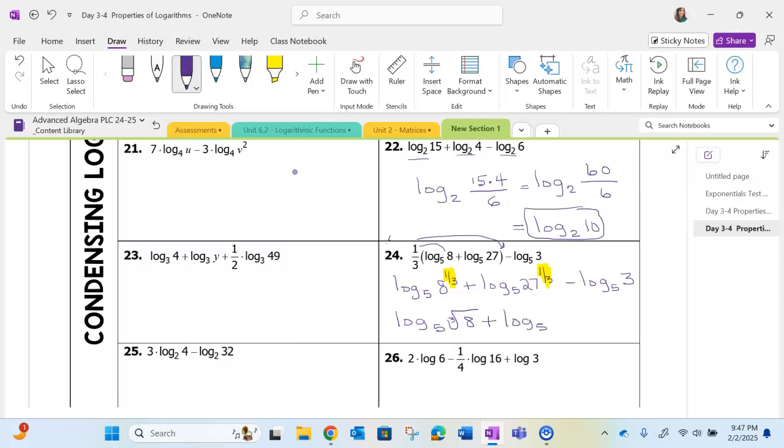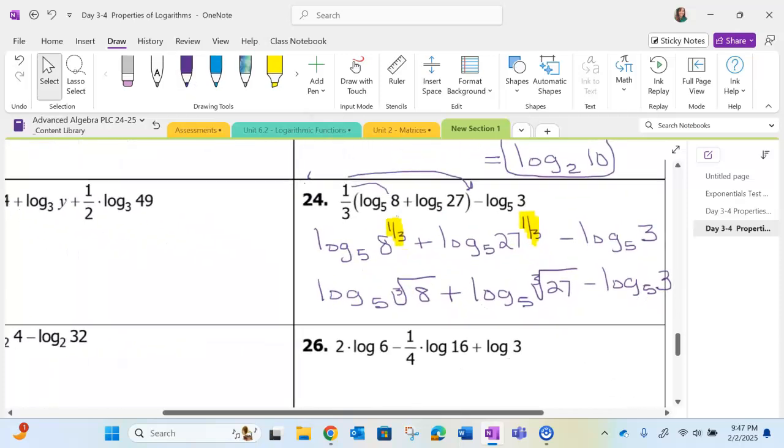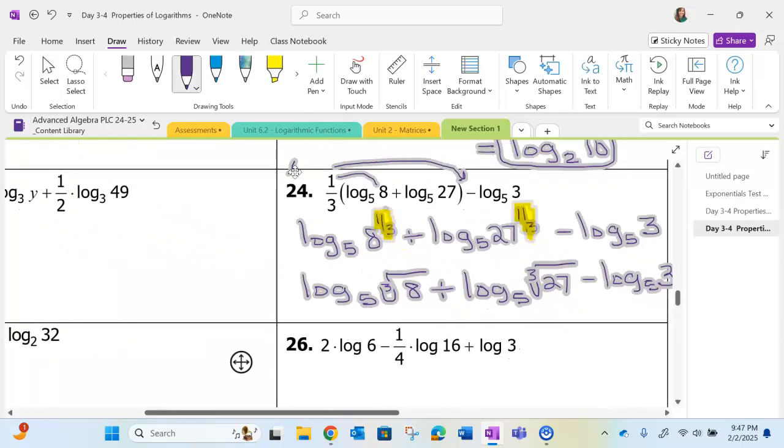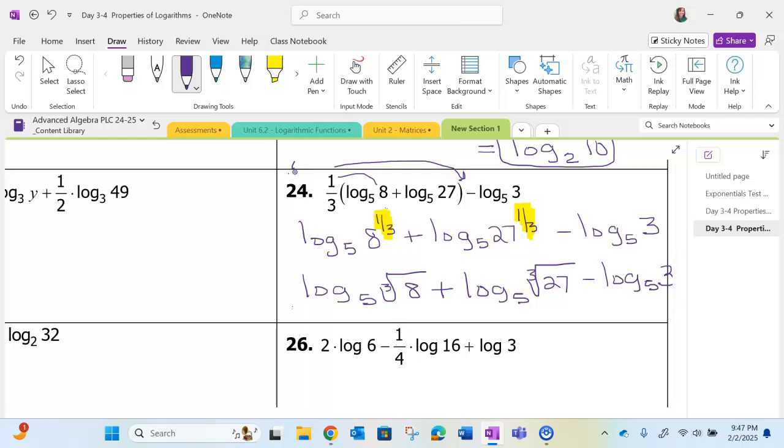So log base 5 of the cube root of 8, all right, minus, this one didn't change, log base 5 of 3. All right, so the way this looks, I could have written a little bit smaller. Let me see if I can make this bigger. The cube root of 8 is 2. So we could write log base 5 of 2 plus log base 5, the cube root of 27 is 3, minus log base 5 of 3.